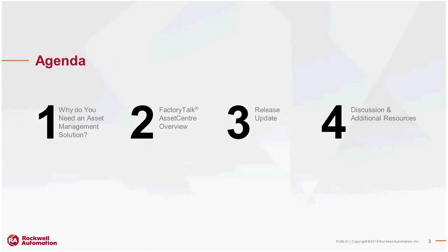So this is what the agenda looks like for the webinar today. First, we'll talk about why our customers even need an asset management solution. I'll tell you about some of the core capabilities of FactoryTalk AssetCentre. We can hit some of the highlights of version 9, which is the latest release of AssetCentre, and then we can have some time for additional discussion, and I'll walk you through some of the resources that are out there.